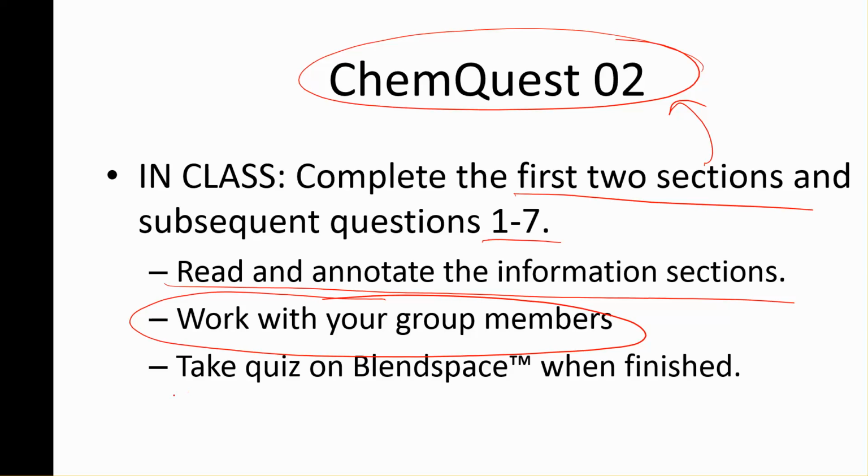And then if you have time in class or not, there's a little quiz on Blendspace that you'll take just to kind of see how we're doing. Likewise, if you guys are super excited and you want to get started on that ChemQuest 2, you can go to Blendspace right now. Find that little ChemQuest 2. You can download it and print it and get started if you want.